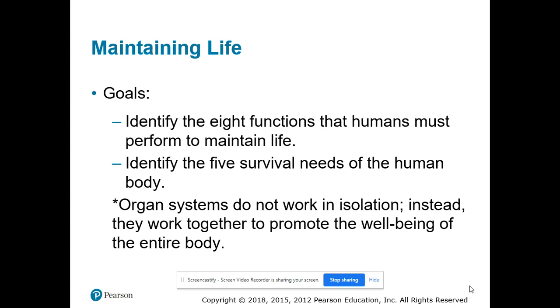One thing to note is that organ systems do not work in isolation. While we do study them individually, please know that they all work together to make sure that our body is working as efficiently as possible. So let's go ahead and get started.